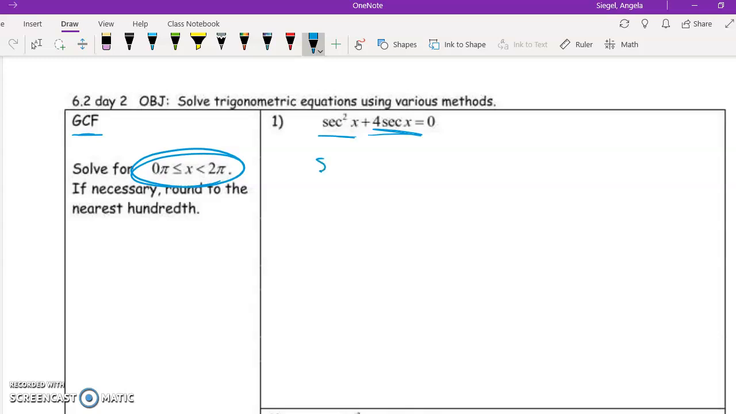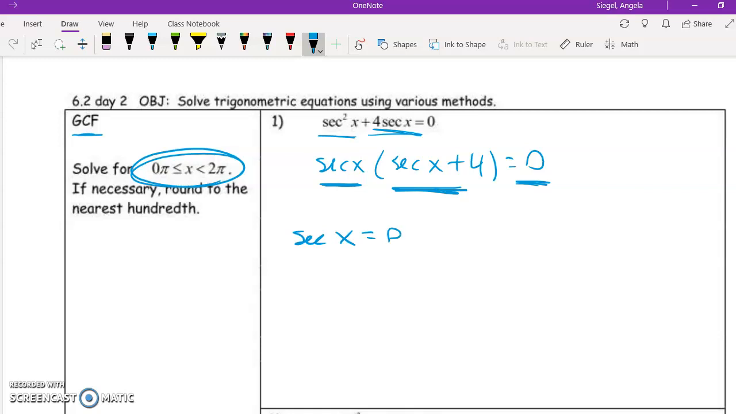So I see that this has a secant of x in common. So it looks like that. So again, this might trip you up a little bit, but this is equal to 0 and this is equal to 0. So I'm going to say the secant of x equals 0 and the secant of x plus 4 equals 0. So I'll move that 4 over. So the secant of x equals -4.